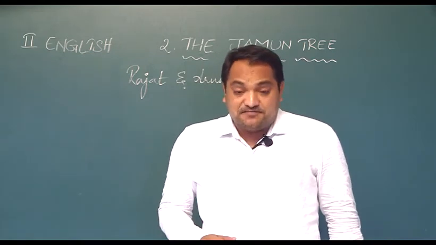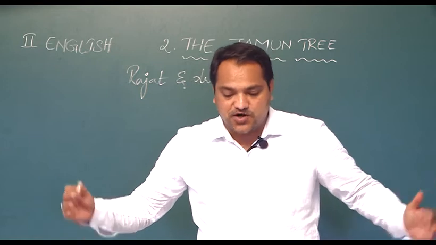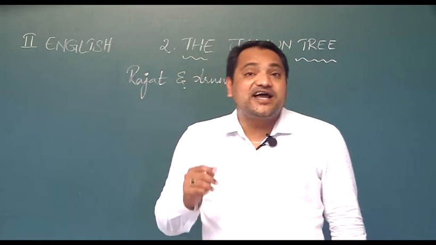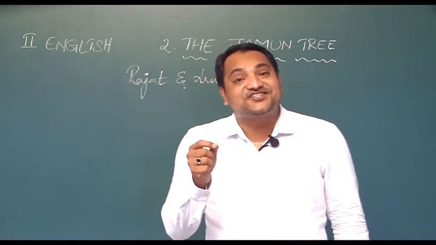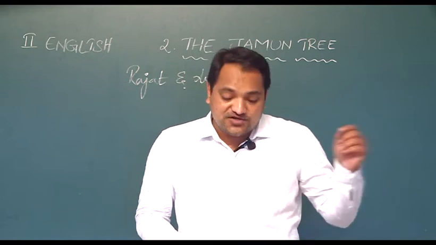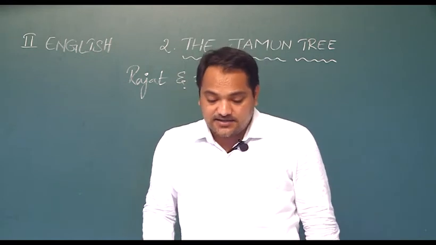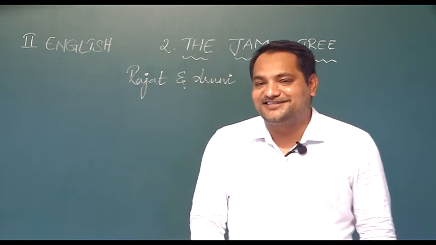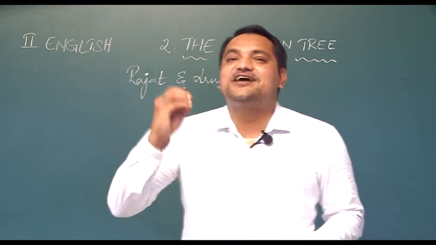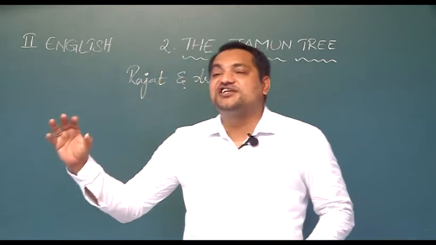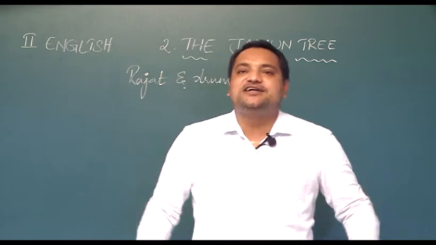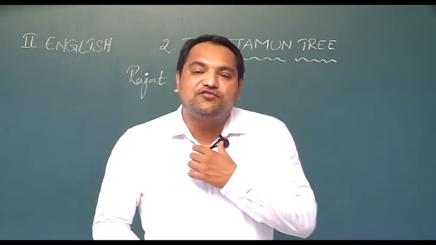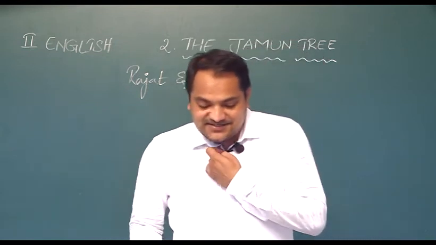The Jamun tree was big and had a big trunk. It had a lot of branches and leaves. Rajat and Aruni loved to sit in its shade. Sometimes they would run around the tree and play hide and seek. They loved to watch the squirrels running after one another. See, these are the thrills of watching the nature. You'll be thrilled. You'll have a lot of fun and entertainment when you go into the forest and observe things.